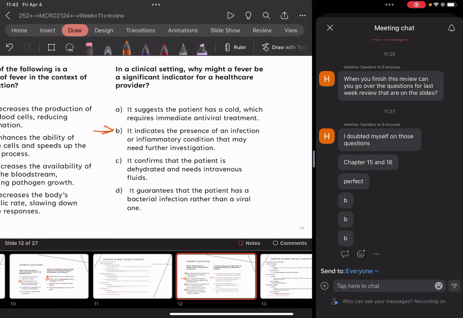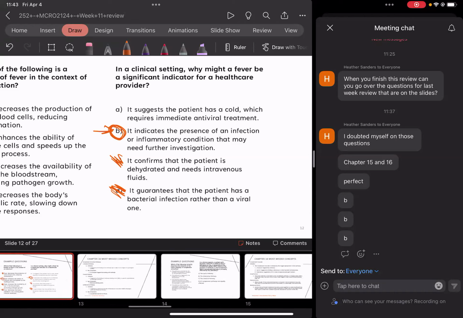But C, confirms that the patient is dehydrated. No, fever doesn't mean you're dehydrated. If you aren't drinking fluids, you might be, so it's definitely not that. And then, guarantees that the patient has a bacterial infection rather than a viral one. You can absolutely have fever with viral infections, and we know this because of COVID, because of flu. So that's not an indicator of bacterial or viral. So our answer is B. That's the best answer. Could the patient have a cold and then have a fever because of the cold? Yes. But we don't know that just because of the fever. So that's why B is the answer here.